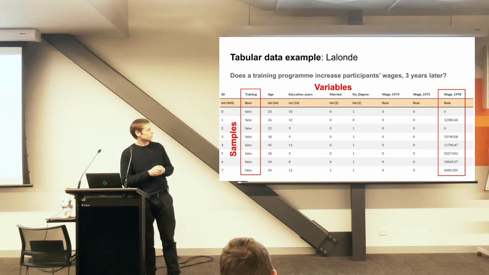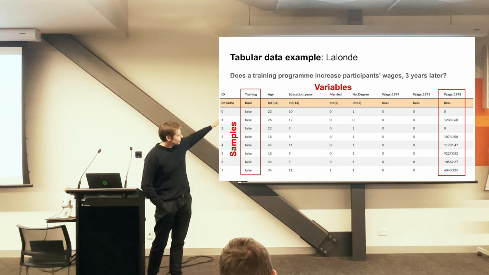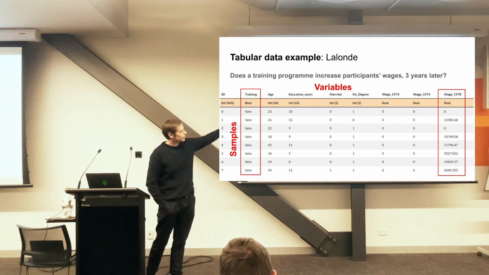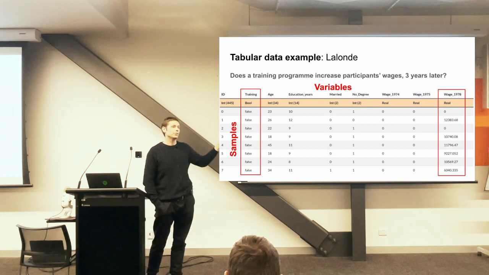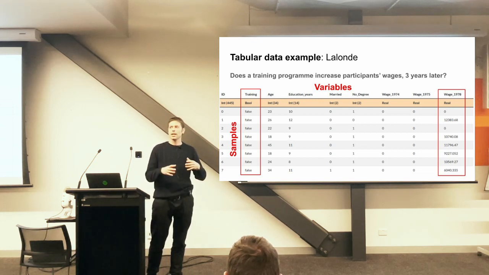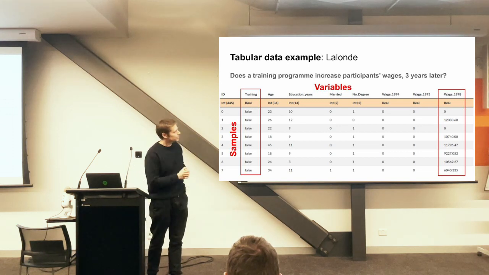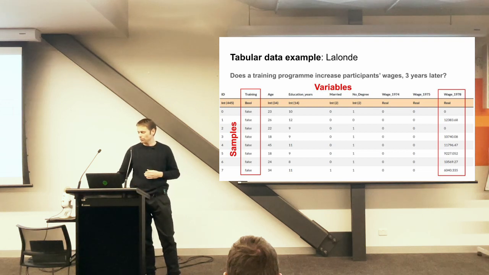And like most non-time series causal data sets, it's essentially tabular, right? So you've got a big table, rows of your samples. These are a bunch of people who undertook a training program or didn't. And what they were interested in was, does this training program improve their wage 3 years down the track? So they want to understand, does this training program provide a benefit to those people? And they had a bunch of variables, factors that they captured about those people, and they tracked what happened.